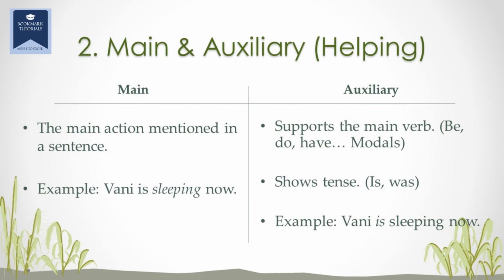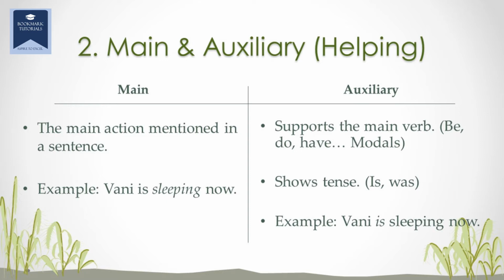Let's move on to main and auxiliary verbs. The main verbs are the main action mentioned in a sentence. For example, I have used this sentence, Vani is sleeping now. Here, sleeping is the main verb, but the same sentence has another verb, which is is.